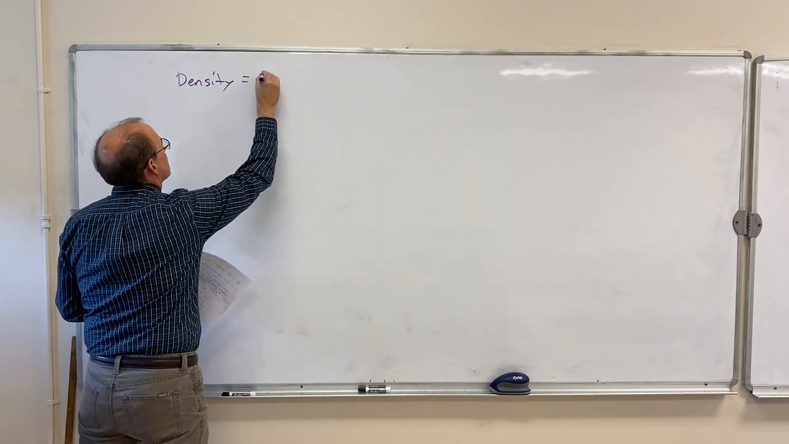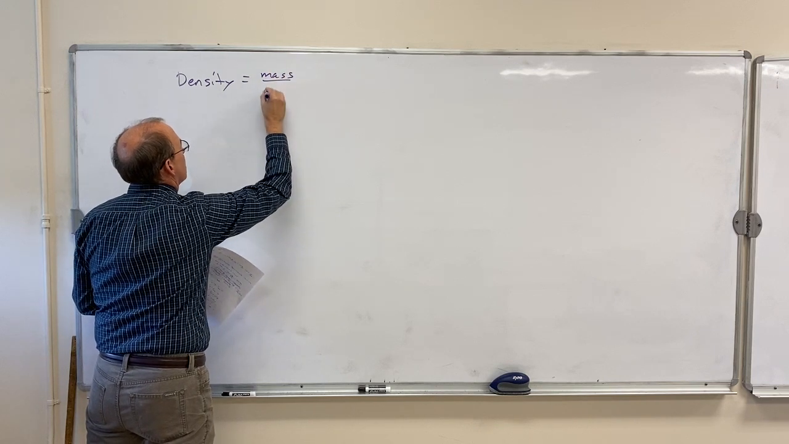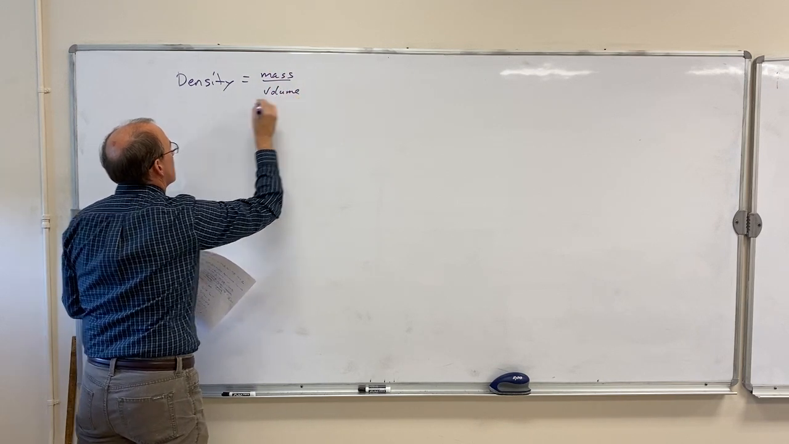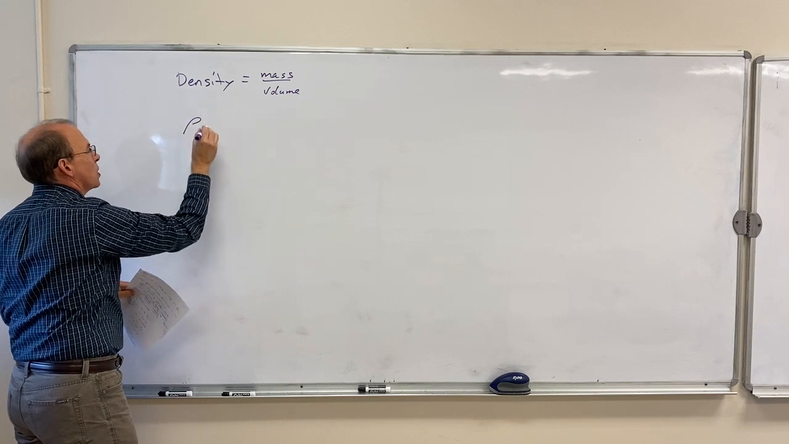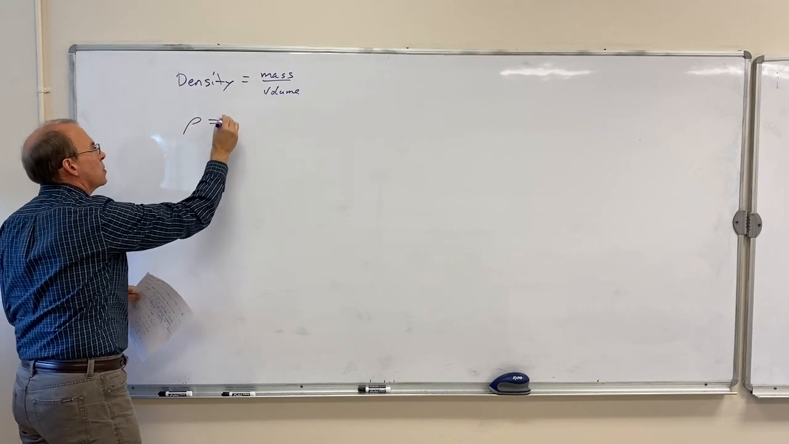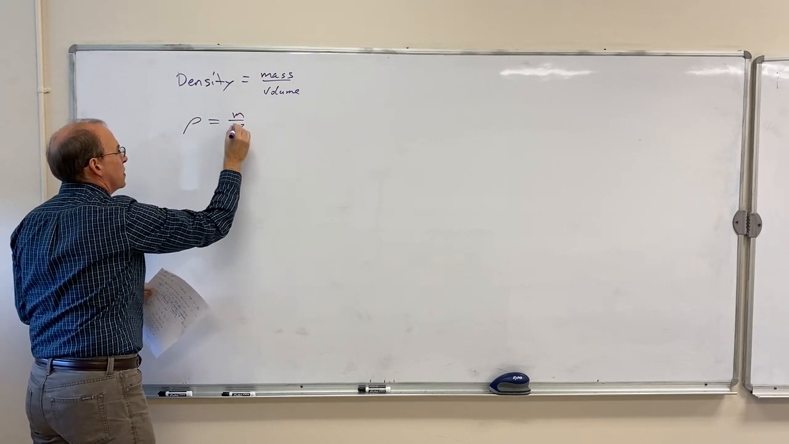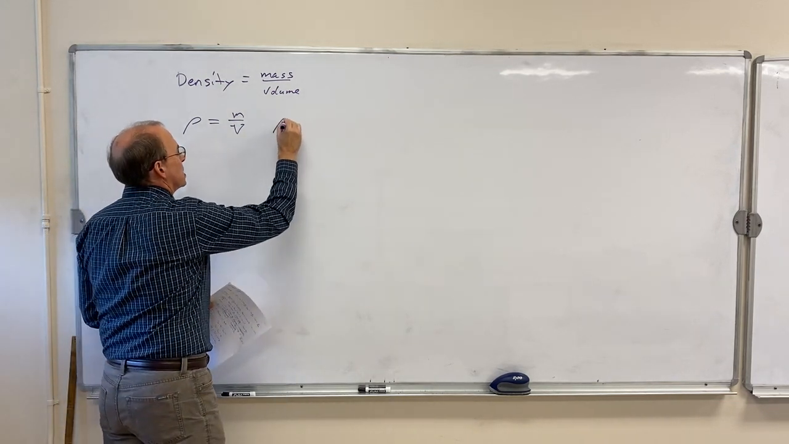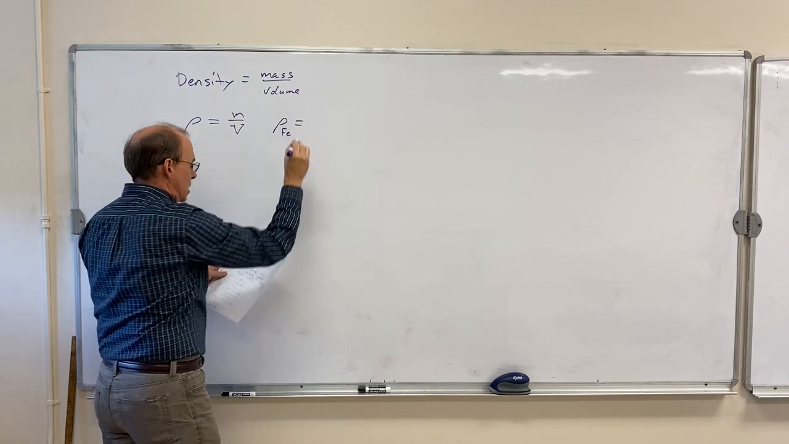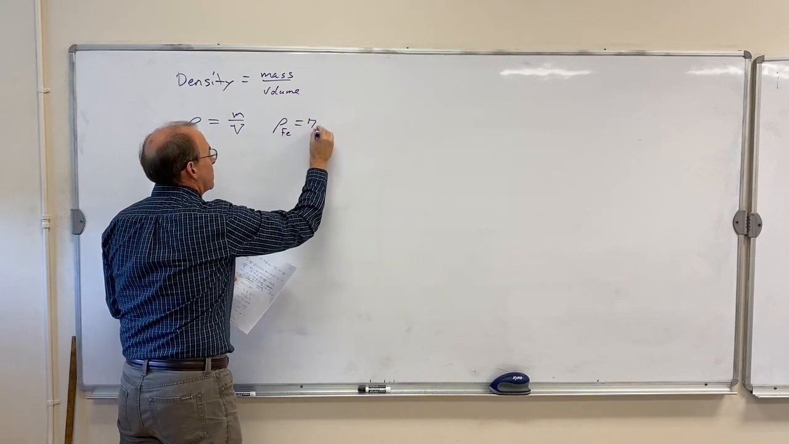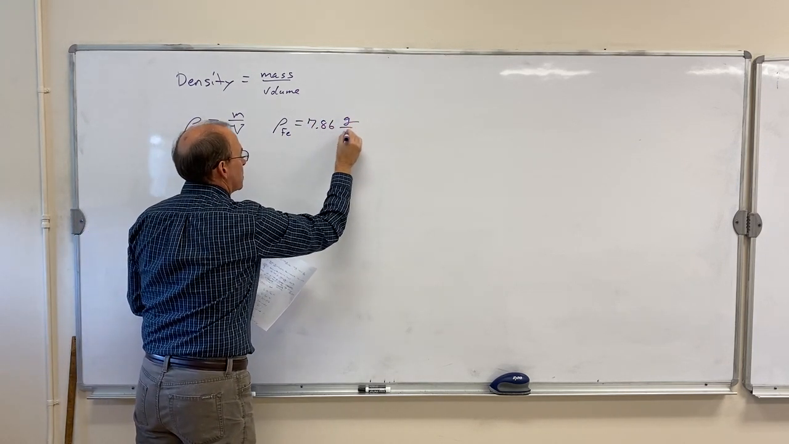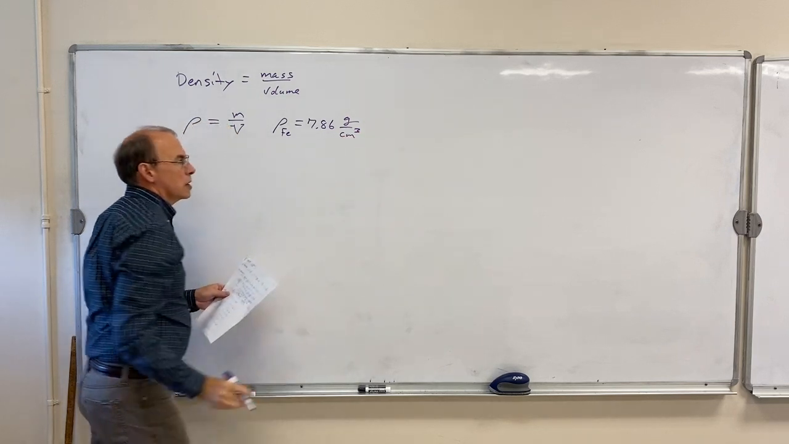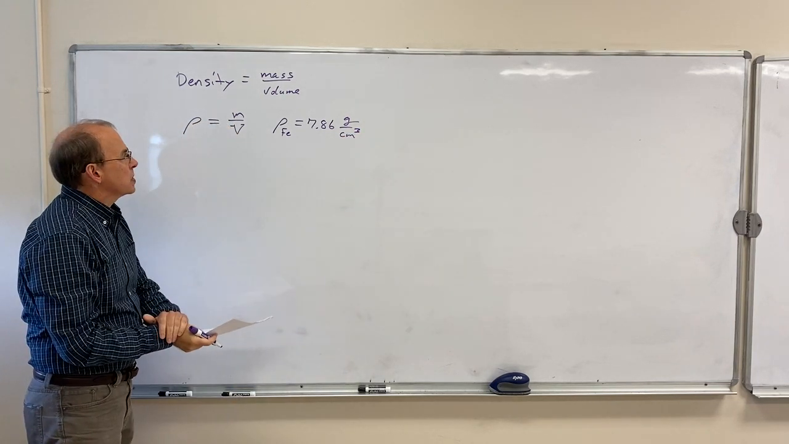Density, by definition, is mass over volume. We give it the symbol lowercase rho. The Greek letter rho is m over v. So this is very straightforward. So for example, the density of iron is 7.86 grams per cubic centimeter. That's often tabulated in grams per cubic centimeter.